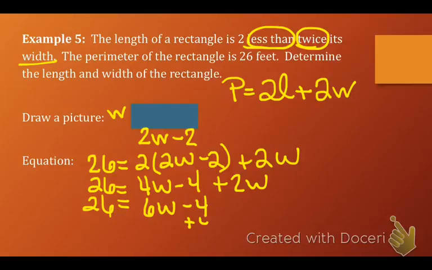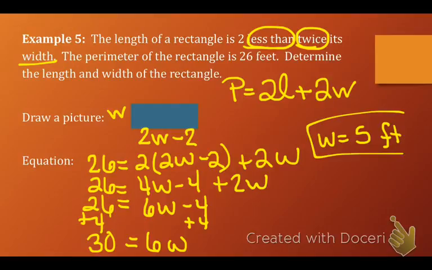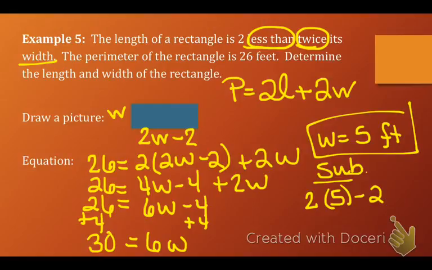And now I isolate my variable. I add 4 to each side, and I get 30 equals 6W. I'm going to divide each side by 6 to get W equals 5 feet for my width. So I have the width. I need the length. So I'm going to substitute again. The length was 2W minus 2 in the picture, so I'm plugging in 5 where the W was. 2 times 5 would be 10, minus 2 would be that the length is equal to 8 feet.